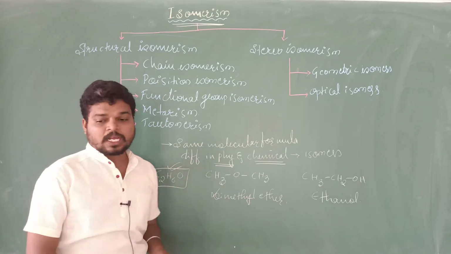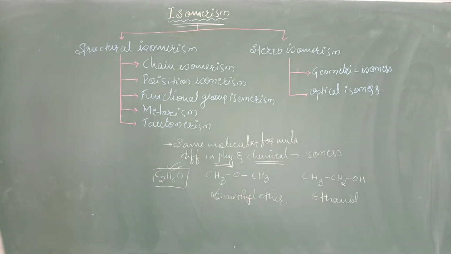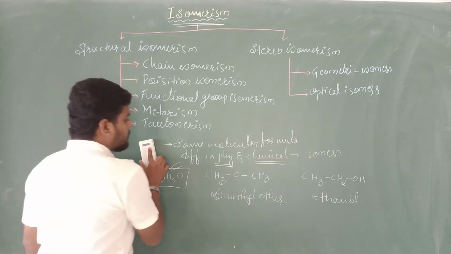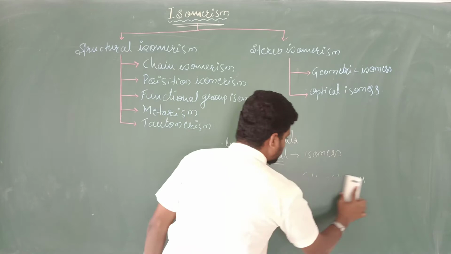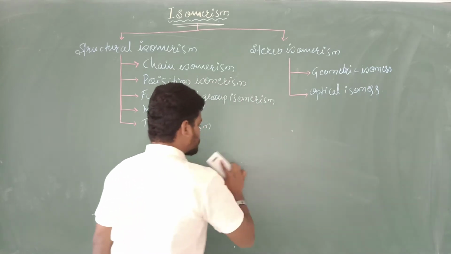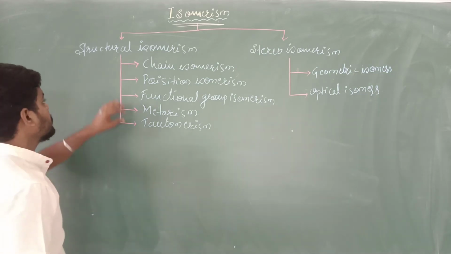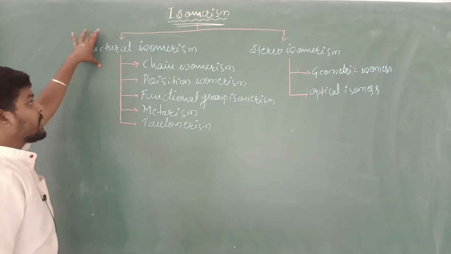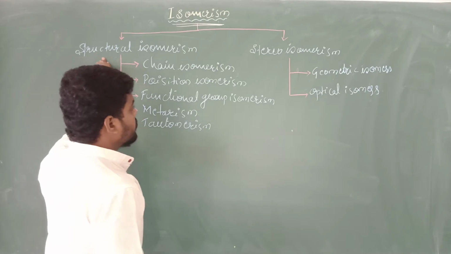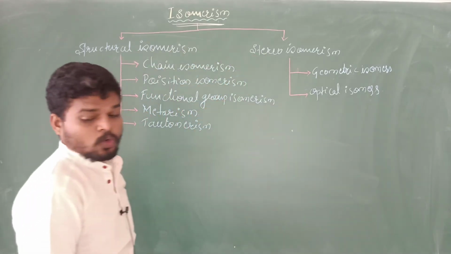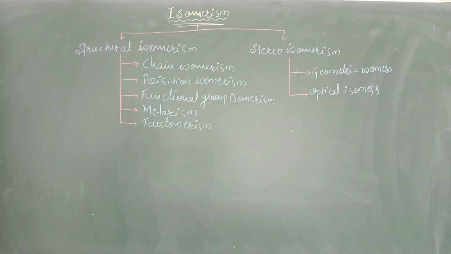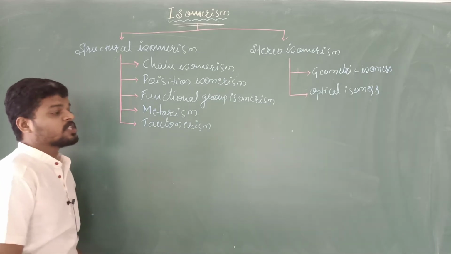So isomers are nothing but compounds having the same molecular formula, but they differ in physical and chemical properties. The phenomenon is called isomerism. The isomers are mainly divided into two categories. One is structural isomers and the second one is stereoisomers. We are dividing it into two different categories majorly.